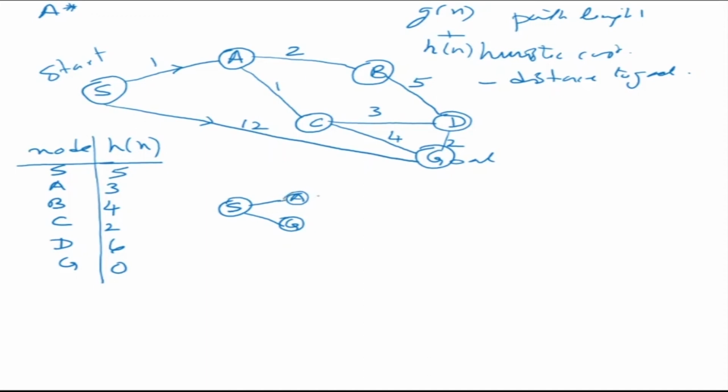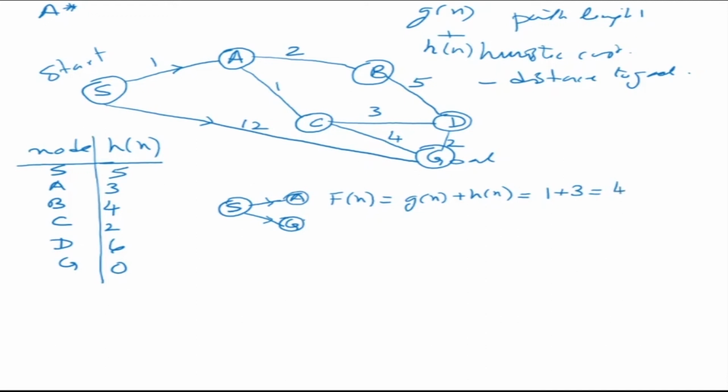So from S I go to A, and at A basically what we are doing is we are evaluating the function Fn is equal to Gn plus Hn. From S to A, what is the length of the path? It is 1. Plus what is the cost associated with A? The cost associated with state A is 3. So this is 4.